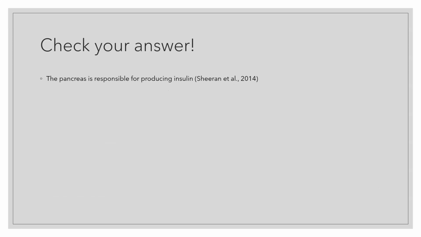Time to check your answer. This is a very short paraphrase, but it still uses one of the ideas from the original. The pancreas is responsible for producing insulin. The in-text citation is Sheeran et al., 2014.